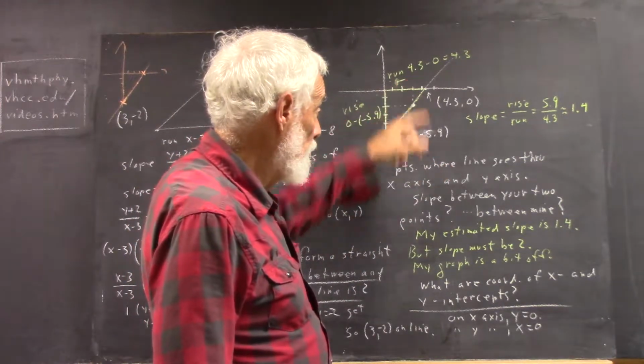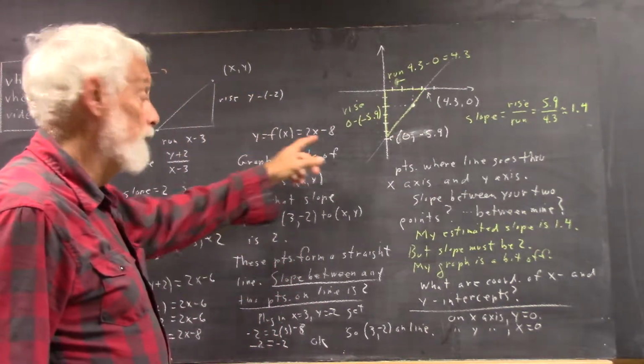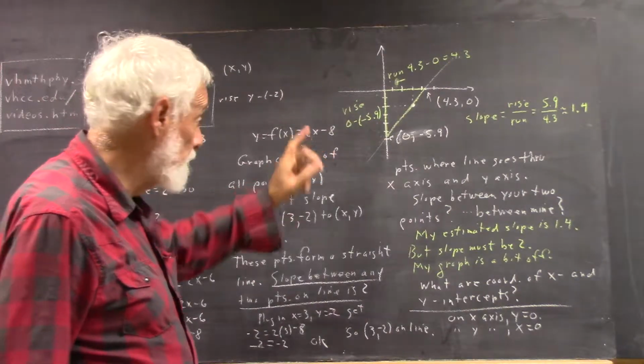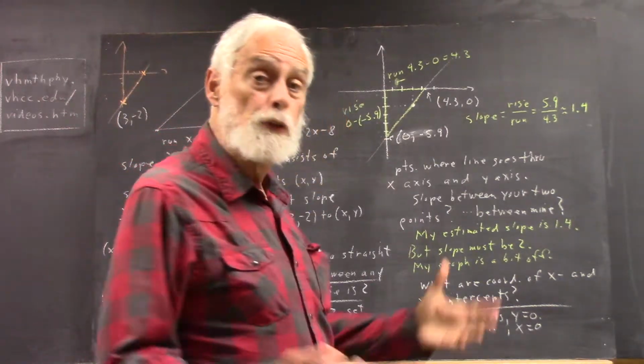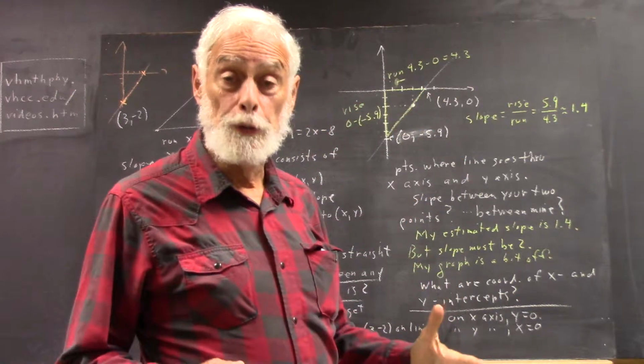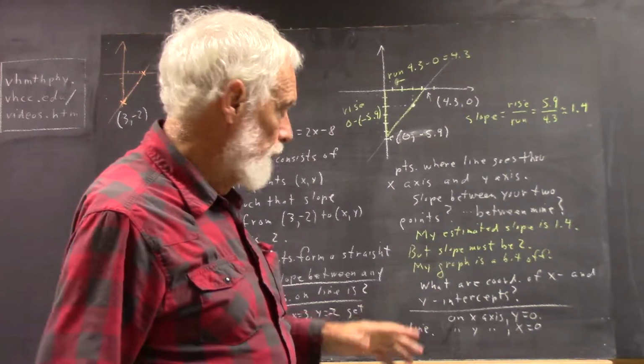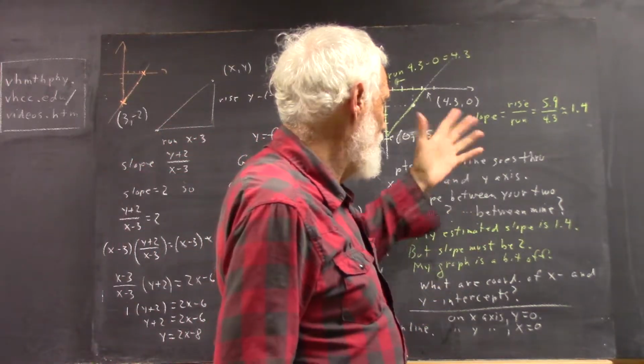That fits my graph. Now, the slope between any 2 points on this line, on the graph of this function, should be 2. So the slope between this point and this point will be 2 if I drew it accurately, but again, I didn't. And most people didn't. So how did I do?